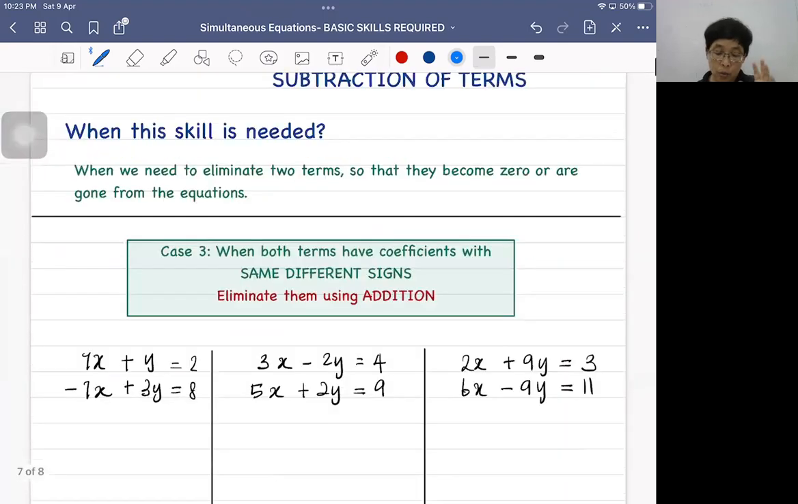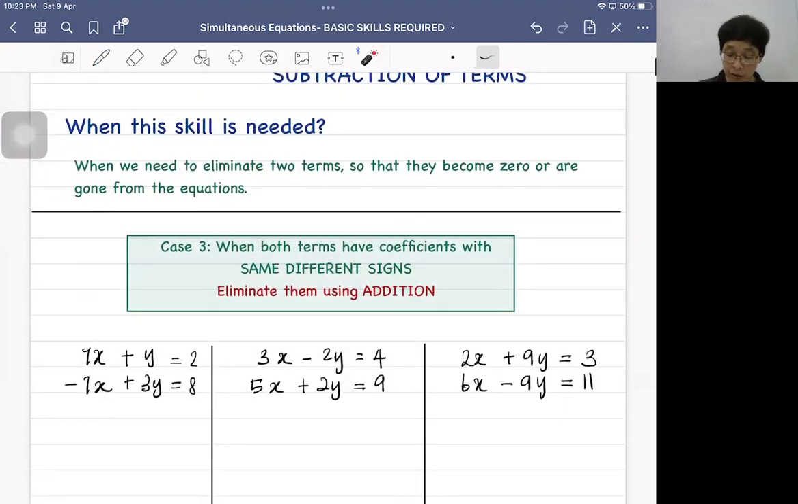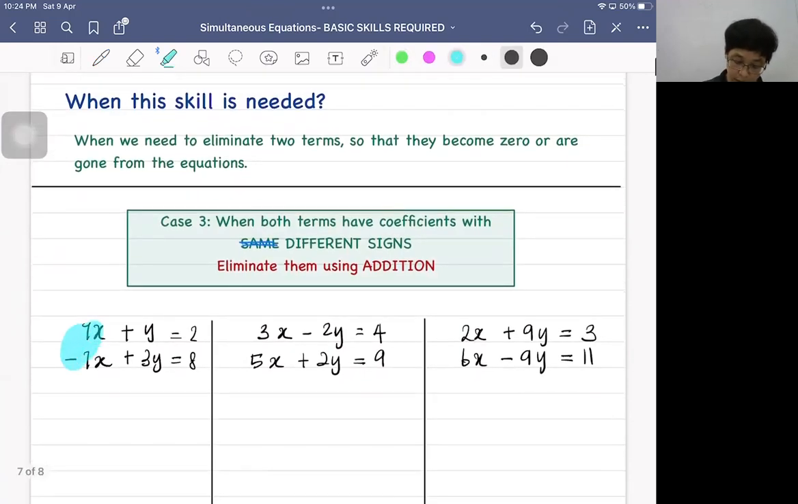Then, when both terms have coefficients with different signs. Okay, let's highlight that. Here we go. This is positive 7x and minus 7x. This is a minus x, minus 2y and plus 2y, different sign. And then here, plus 9 and minus 9, different sign. Don't get distracted with that.